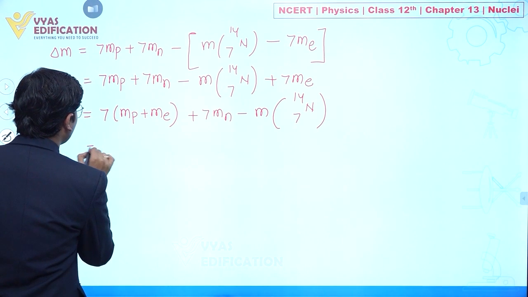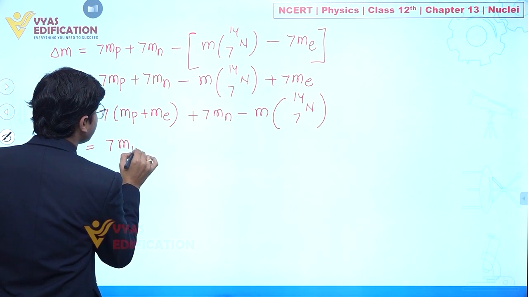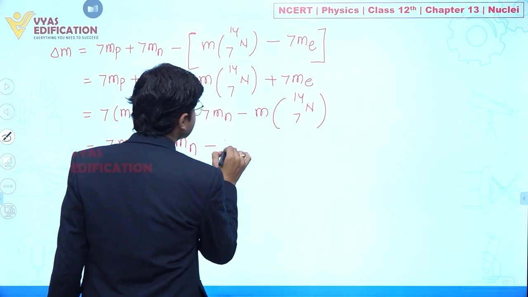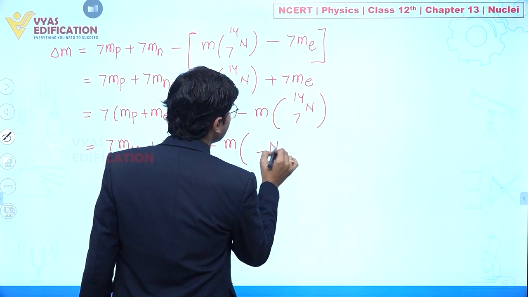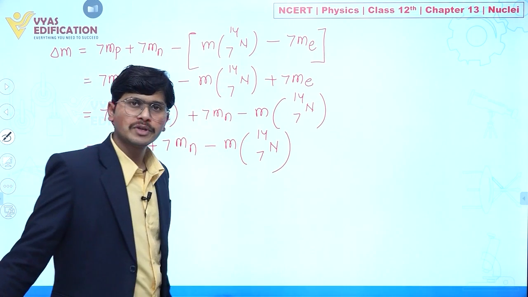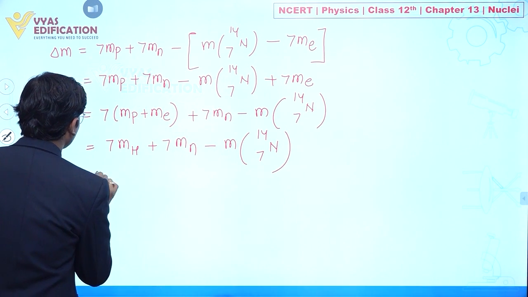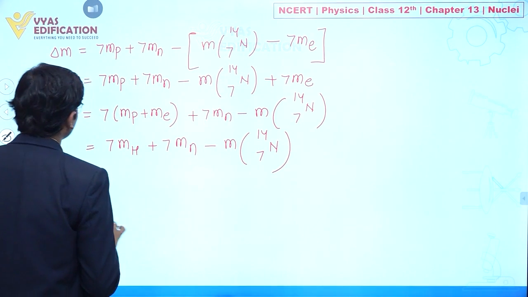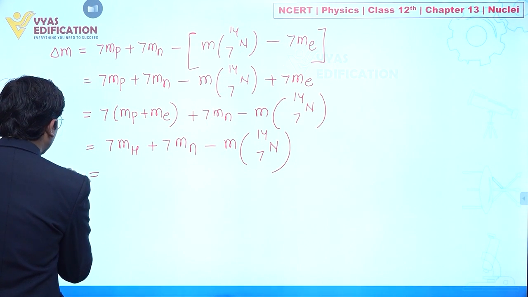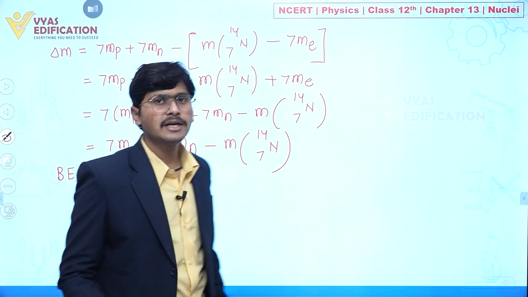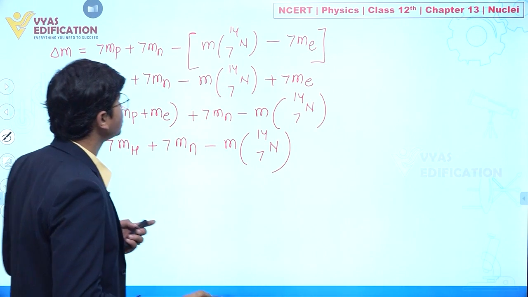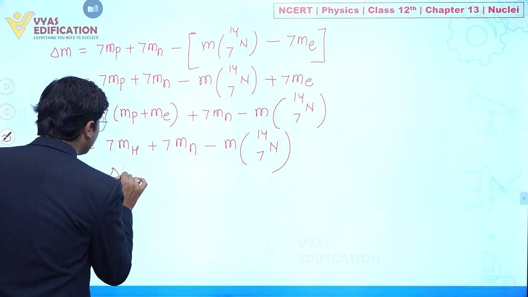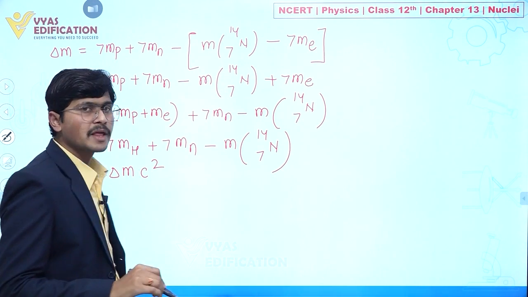So now you can also write it like this: 7 times the mass of hydrogen plus the mass of neutron minus the mass of, we can say this is actually the atomic mass, clear. So now you can place all values so that you can get the value of mass defect, clear. So actually our objective is to find binding energy in nucleon, binding energy in million electron volt. So how can we calculate? Actually we know this is delta m c square, clear.